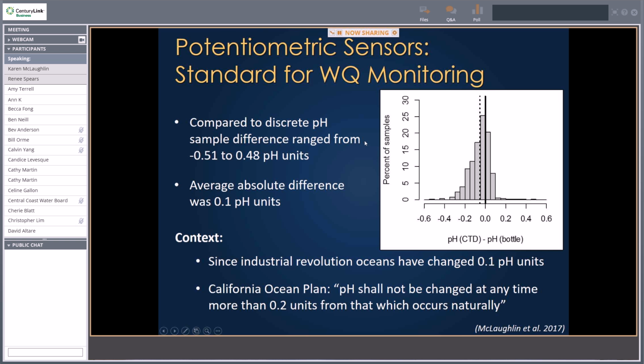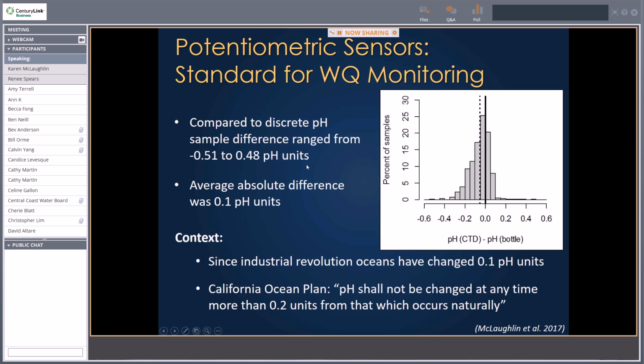Okay, so starting with potentiometric sensors, I'm just going to give you a quick overview of the types of error you can expect. Again, this is a standard for most water quality ship-based monitoring. Here I have a figure showing how the sensors performed relative to a standard pH, which is that discrete spectrophotometric measurement from a bottle. And the answer to how well it performs is: not well. You can see the difference in the pHs between the standard and the CTD pH sensor.